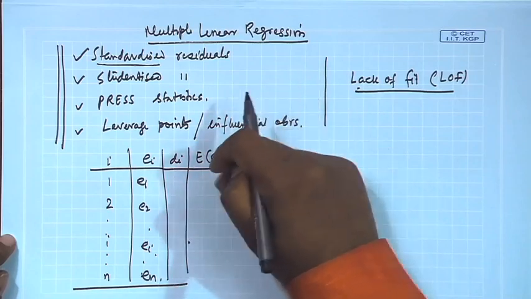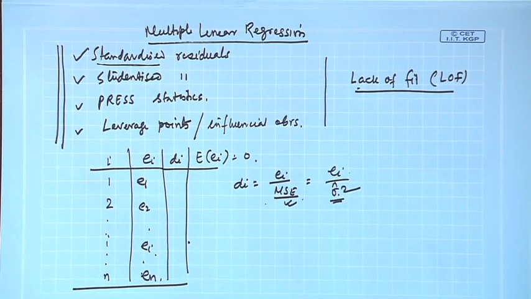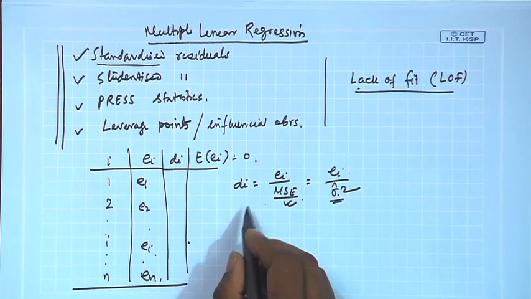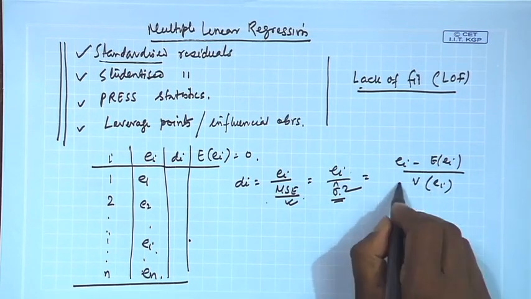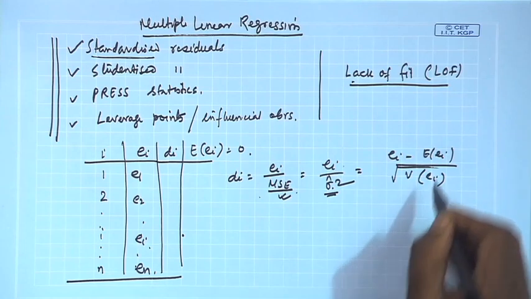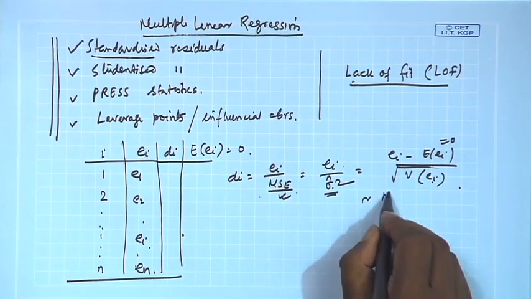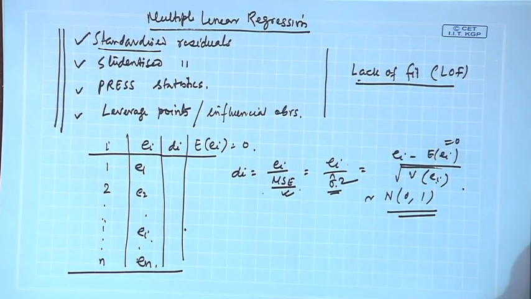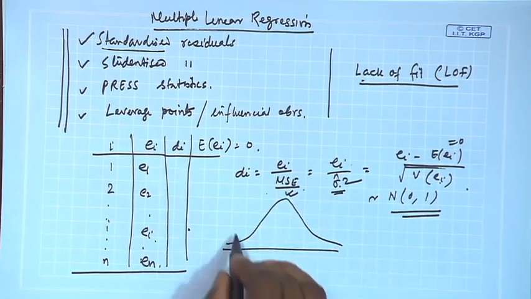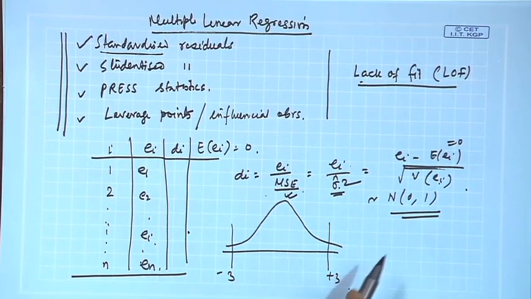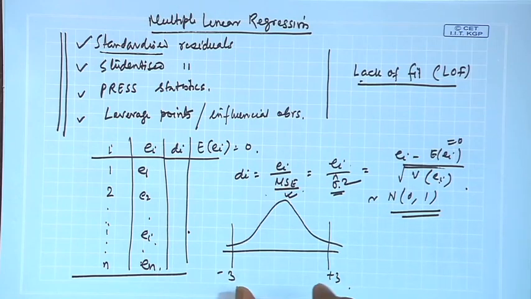So, it will follow a normal distribution, and the variance is the same for all standardized residuals. What you have done is essentially ei minus expected value of ei, divided by square root of variance of ei, that is the standardization. So, this one is 0, and it should be almost unit normal, 0 1. Suppose this is the unit normal distribution, this is minus 3 and this one is plus 3. It is seen that 99.7% of observations will fall under this, so most of the observations fall between minus 3 and plus 3.